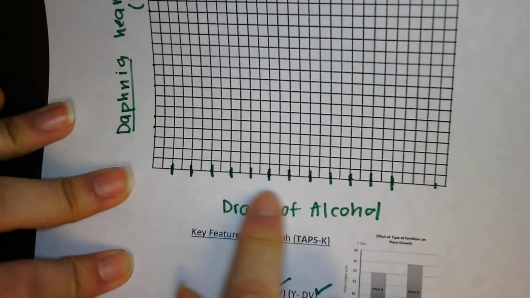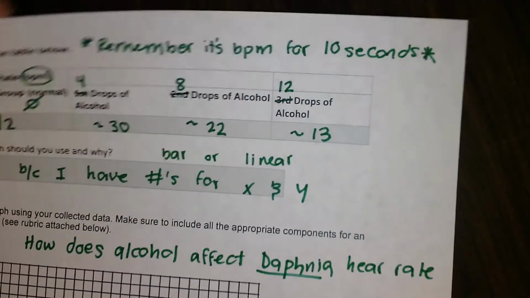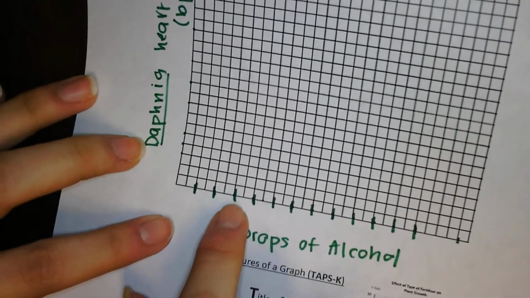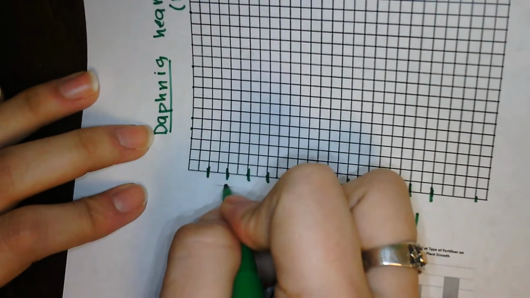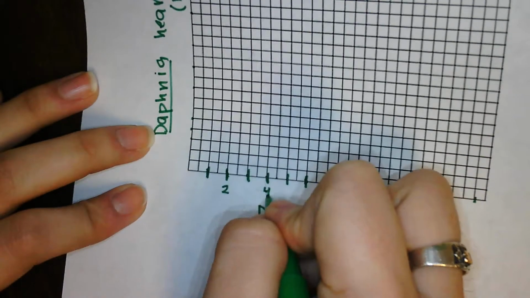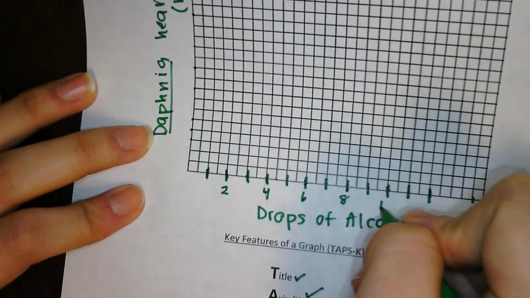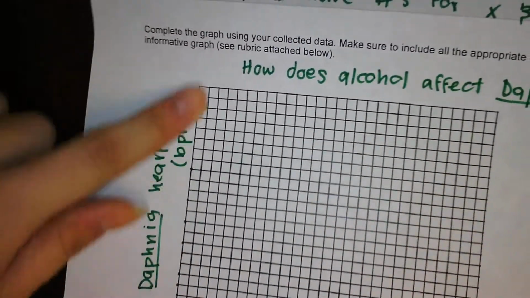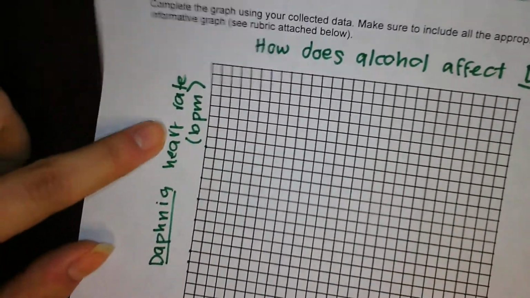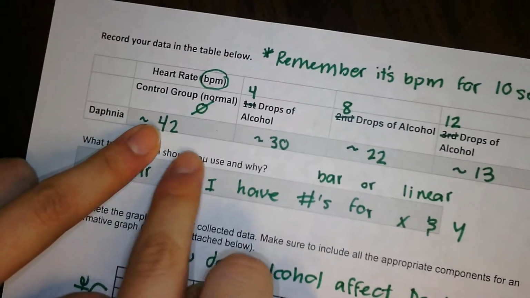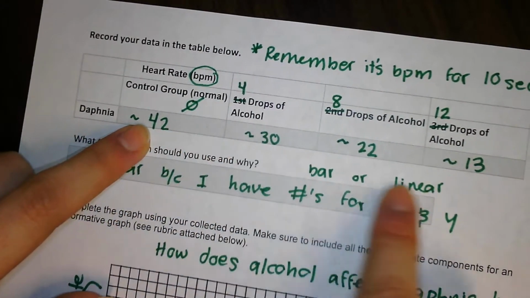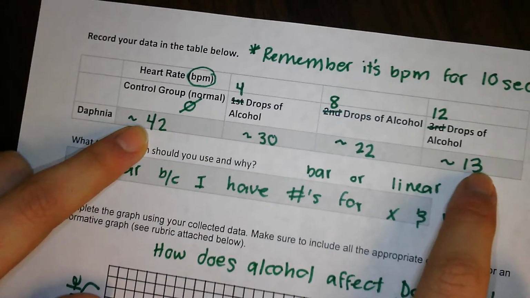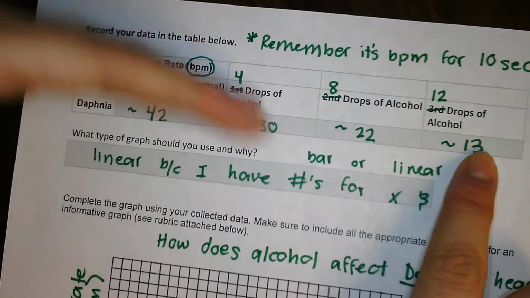Here I am using more than half of my graph, and I got to the biggest number that I have, which is 12. So I'm going to space every 2 to be 1 drop of alcohol. So for example, here I have 2, 4, 6, 8, 10, and 12. Now I have to do the same, but with my y-axis. The heart rate was highest, 42, smallest, about 13. So I need to go from about 10 to 40 using most of my graph space.